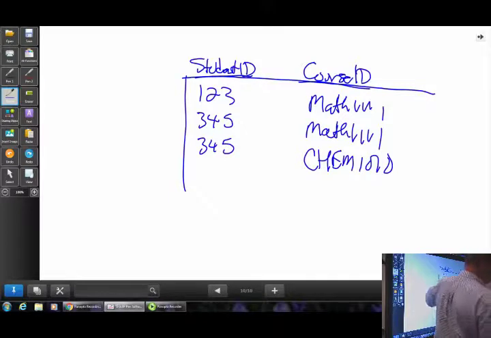The student ID number does repeat when a student signs up for a second course. That's okay. And the course ID repeats when a second student signs up for a particular course, because we can't afford to teach one person at a time. But this is only in schedule. Only in schedule. I got you.